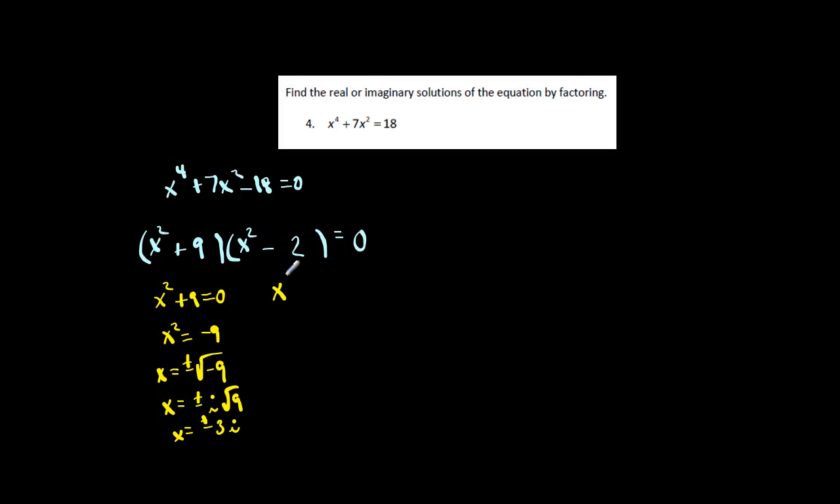This one over here, do the same thing. Set it equal to 0. Add the 2 over and take the square root of both sides. So your zeros are going to be positive 3i, negative 3i, positive root 2, and negative root 2.